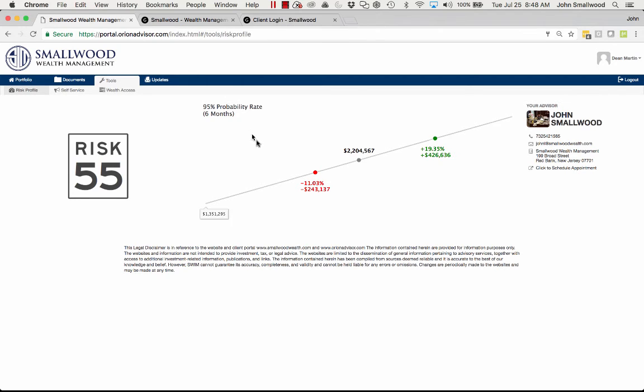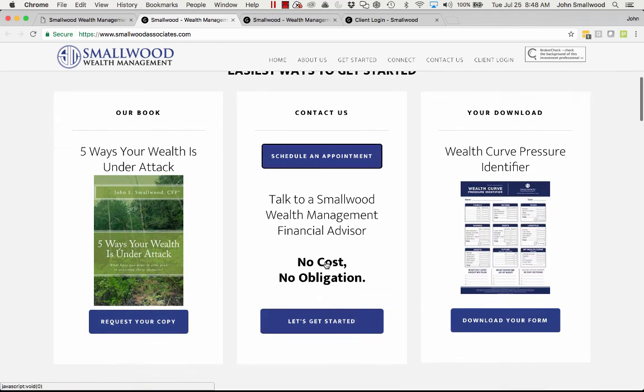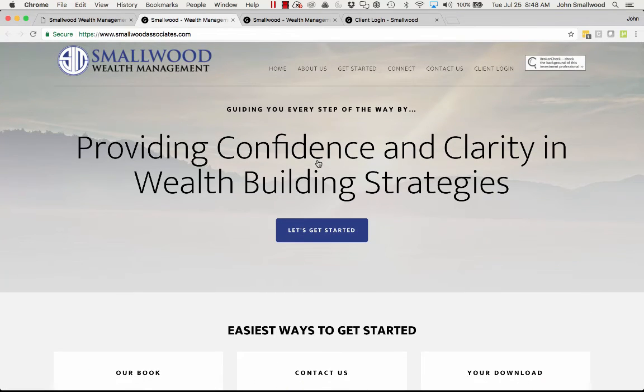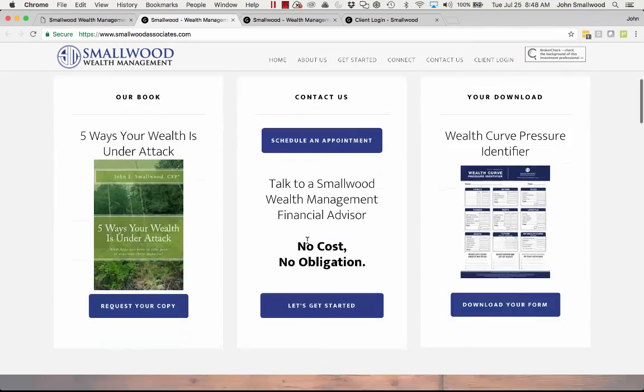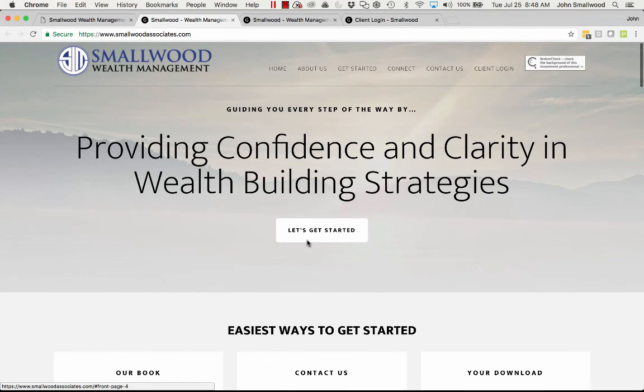Again, if you want to make an appointment, you can click to schedule the appointment. You can schedule an appointment by clicking this, and we're probably going to put the risk score on the website as well. So if you haven't taken a risk score and you want to take a risk score, you can take it right there.